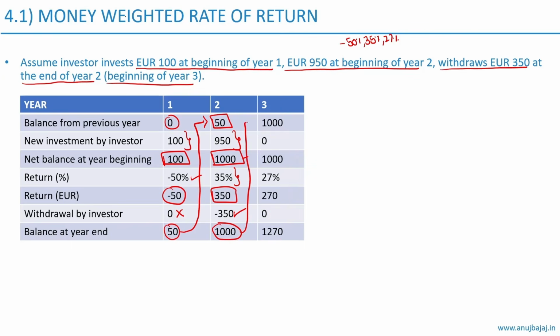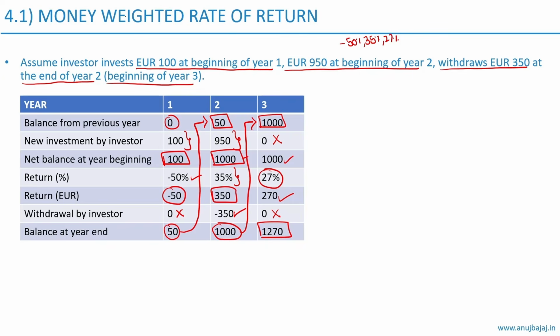Carrying this balance forward, the balance at the beginning of year 3 is 1000 euros. There is no additional investment. The net balance is 1000 euros. The portfolio earns a 27% return, and in absolute terms, in euro terms, it is 270 euros. There is no withdrawal also. So the balance at the end of year 3 is 1270. So I hope the timeline as to when the cash flows occurred is clear to you.